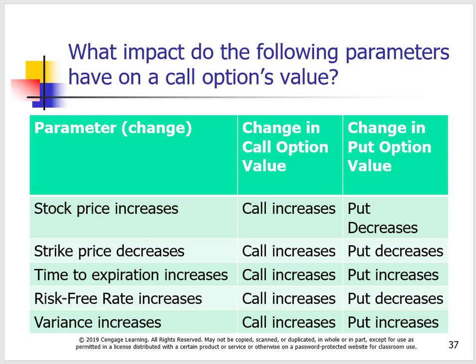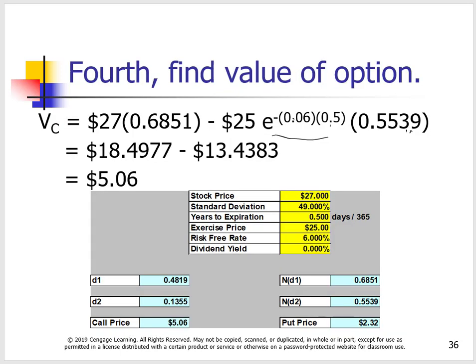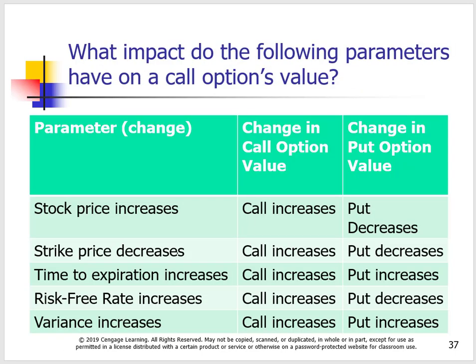To check this out and understand how this works, what I would suggest is to go to the Black-Scholes model, input this information, and then change one variable at a time and see what happens to these prices. Make sure that this table is accurate.